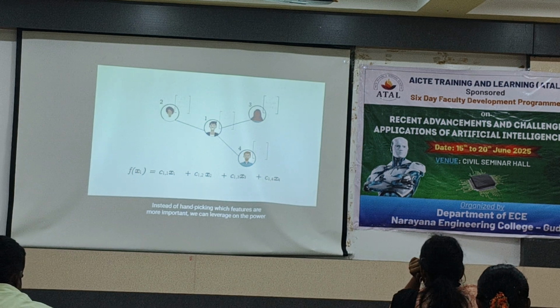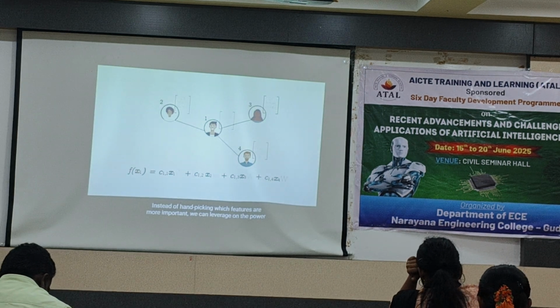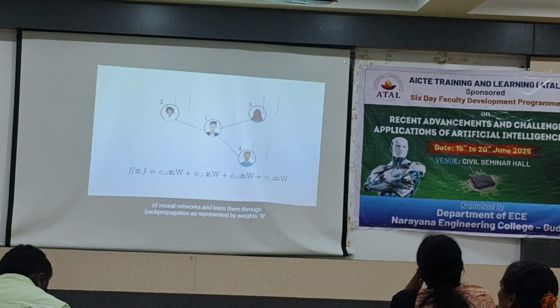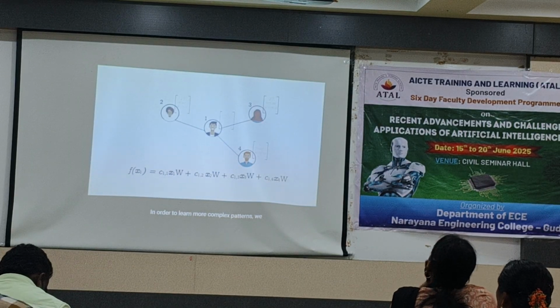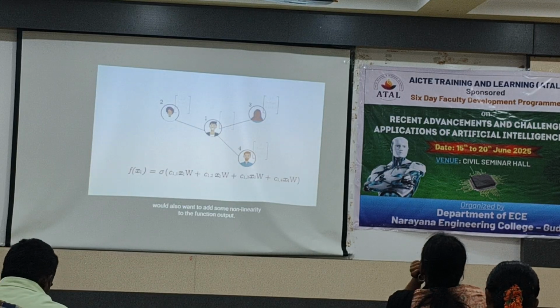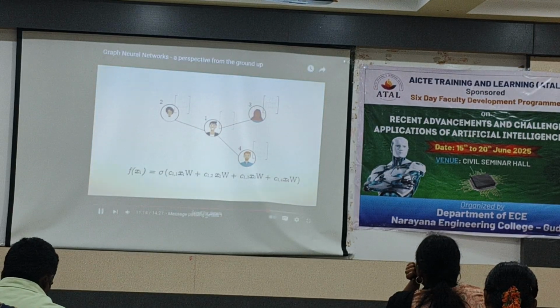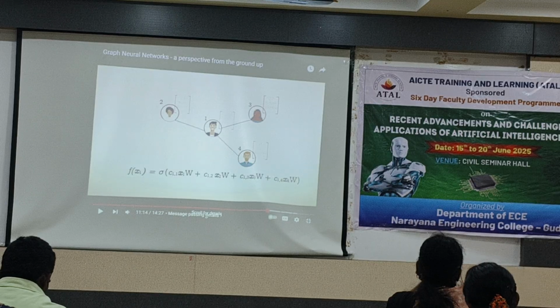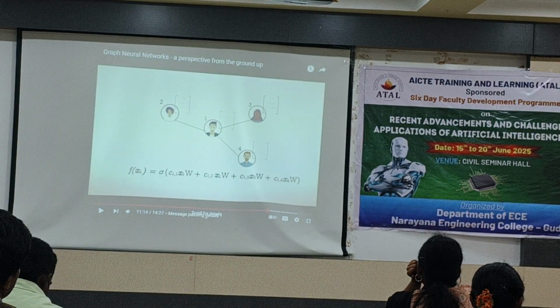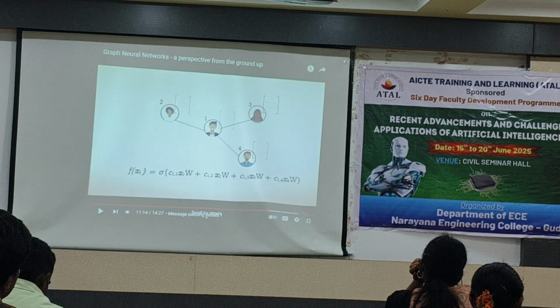Instead of handpicking which features are more important, we can leverage the power of neural networks and learn them through backpropagation, as represented by weights W. In order to learn more complex patterns, we will also want to add some non-linearity to the function output. The thing I explained, where the non-linearity is important. So with these weights, you can just get what I explained previously, the net length, the capacitance, all those components, and based on this mathematical function only, graph neural networks are going to work.